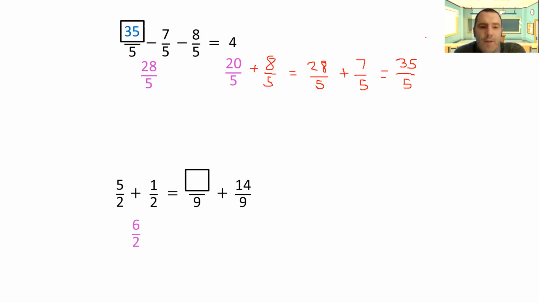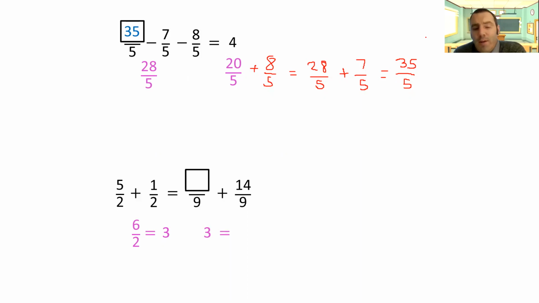So if I add 5/2 and 1/2 together, I get 6/2. Remembering that when we're adding fractions, if the denominators are the same, we're just adding the numerators together. So I now need to work out what this is as a mixed number. I know that 2 halves make 1, I've got 6 halves, so I've got 3 in total.